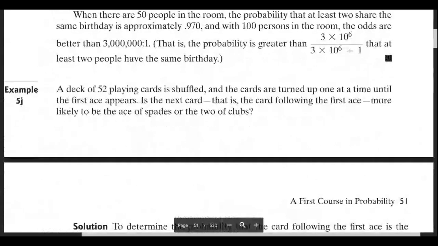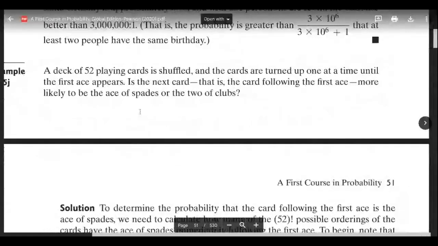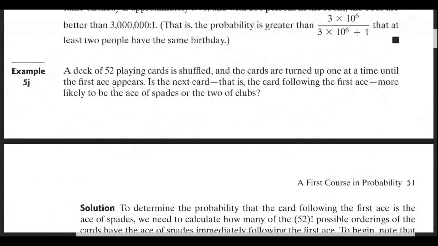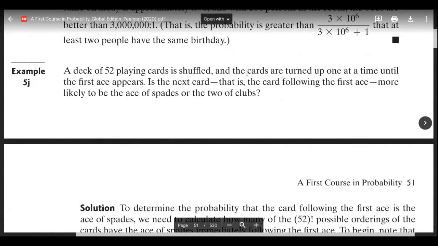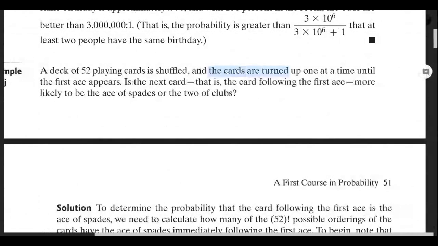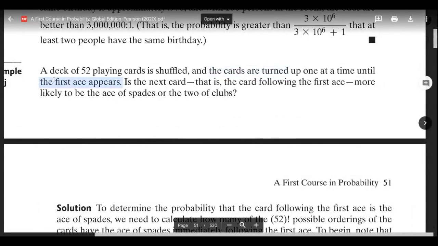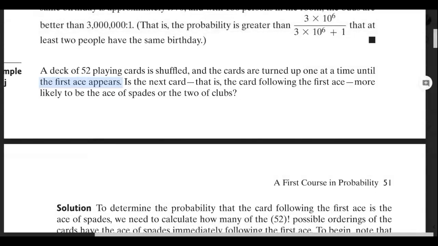Well, let's say example 5J. So we're back to the deck of 52 cards again. What's the setting? So the cards are turned up one at a time until the first ace appears. So that's the setting. Is the next card, that is the card following the first ace. So we flip the cards facing up until we reach the first ace. So what is the probability?